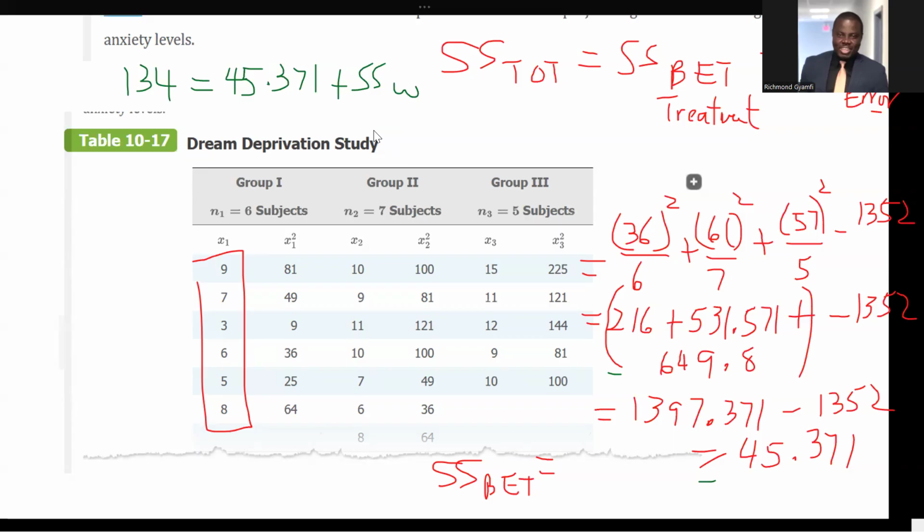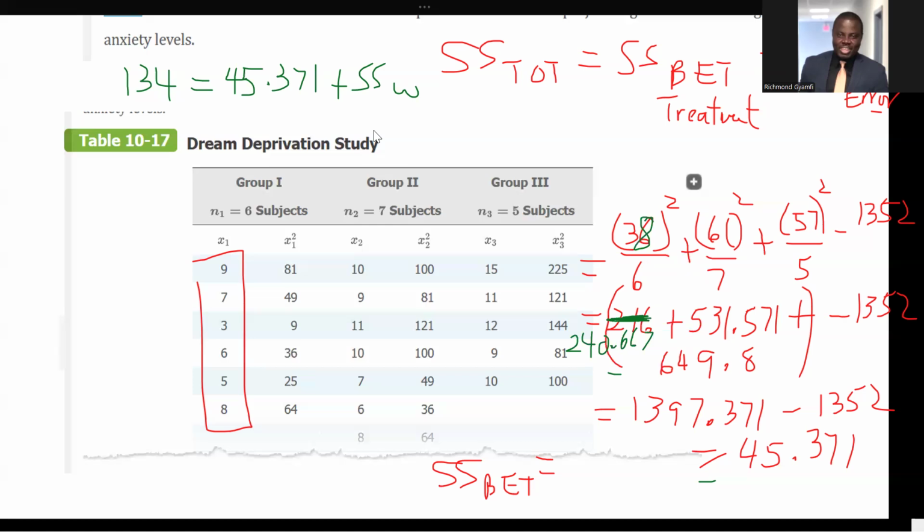Well, I think I did something wrong. Let me do it again. So 38 squared divided by 6. Oh yeah, that was the problem. 38 squared divided by 6 should give me 240.667. So this one was wrong because I knew that my value wasn't right. It's 38, not 36. Oh, okay. 38, 38, 38.